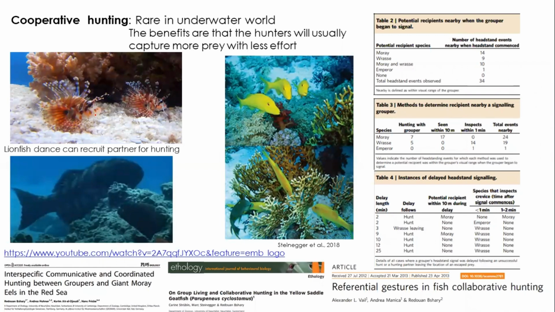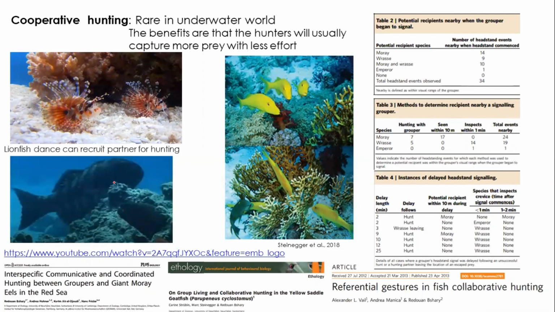Let us say lions. What do lions do? They do cooperative hunting: five or six lions, or a group of lions, will attack the prey and then they kill, right? Whereas in the marine ecosystem, it's quite rare to see cooperative hunting. However, there are certain instances which you can see on my screen here, right?